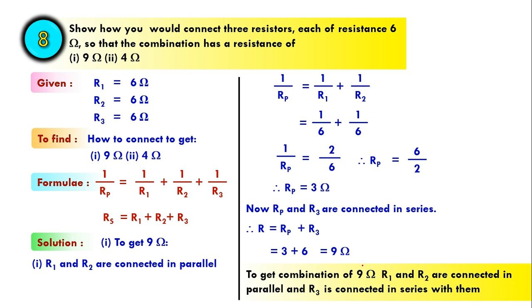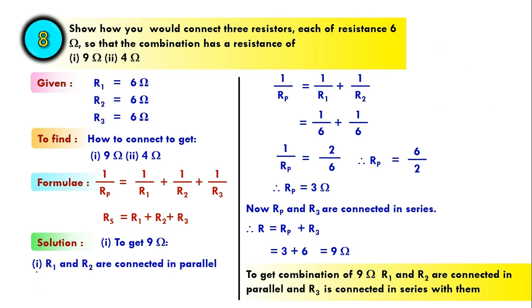Is it right? So the diagram for this first bit is: first two are in parallel and one is in series. So this is 6, 6, 6. 1 by 6 plus 1 by 6, its value is 6 by 2, and finally it is 3. Its value is 3 and it is 6. 3 plus 6 is 9. Is it right?